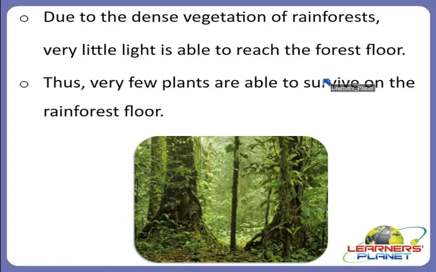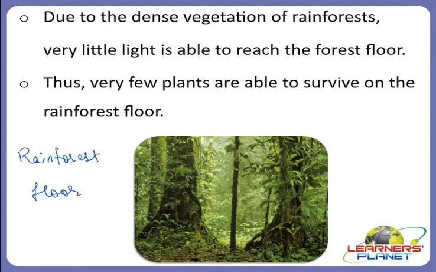One more thing about the rainforest is that there are very few plants which are able to survive on the rainforest floor. This is one example. This is an image of the rainforest floor. Now what happens on the rainforest floor? There is a twist: there is dense vegetation in the rainforest and very little light is able to reach, and therefore very few plants are able to survive over here.